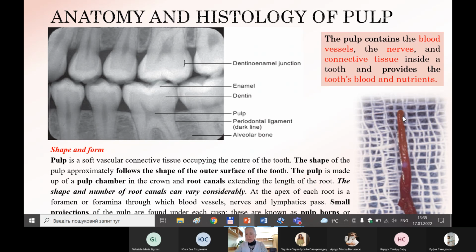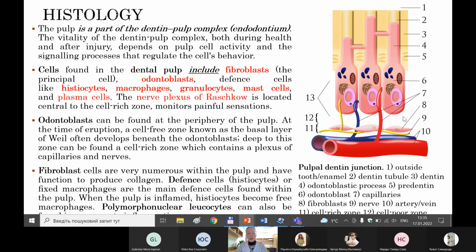And histology. So the pulp is a part of the dentine-pulp complex. The common name of it is endodontium. The vitality of the dentine-pulp complex, both during health and after injury, depends on pulp cell activity and the signaling processes that regulate the cells' behavior.